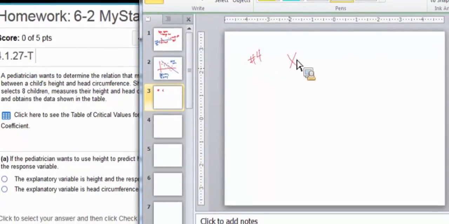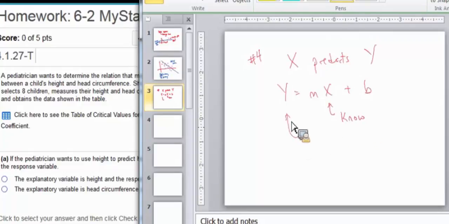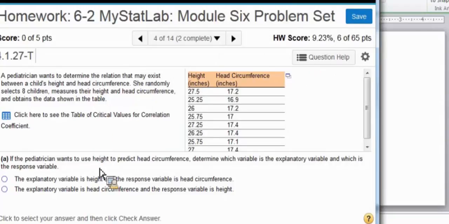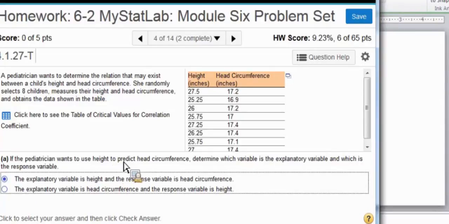It's always X predicts Y, because Y equals mx plus b. If we know the X, we stick it into the equation and we predict the Y. So it's always X predicts Y. Here, height is used to predict circumference, so height is the X. Height is the explanatory variable.